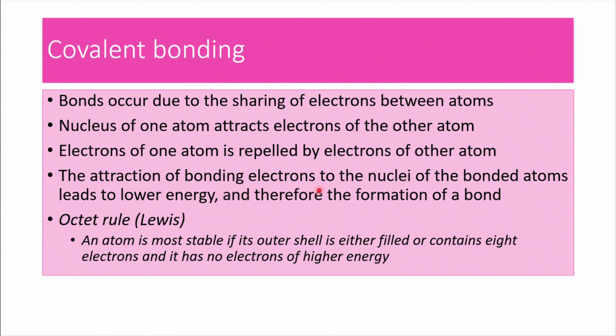The attraction of bonding electrons to the nuclei of the bonded atoms leads to lowering of energy and therefore the formation of a bond. According to the octet rule, that is the Lewis octet rule, an atom is most stable if its outer shell is either filled or contains 8 electrons and it has no electrons of high energy. Of course, one exception to this rule which we will encounter quite often is hydrogen. Hydrogen has only 2 electrons. So, except hydrogen, all the second row elements which we will be studying in organic chemistry follow the octet rule. Of course, boron is an exception.